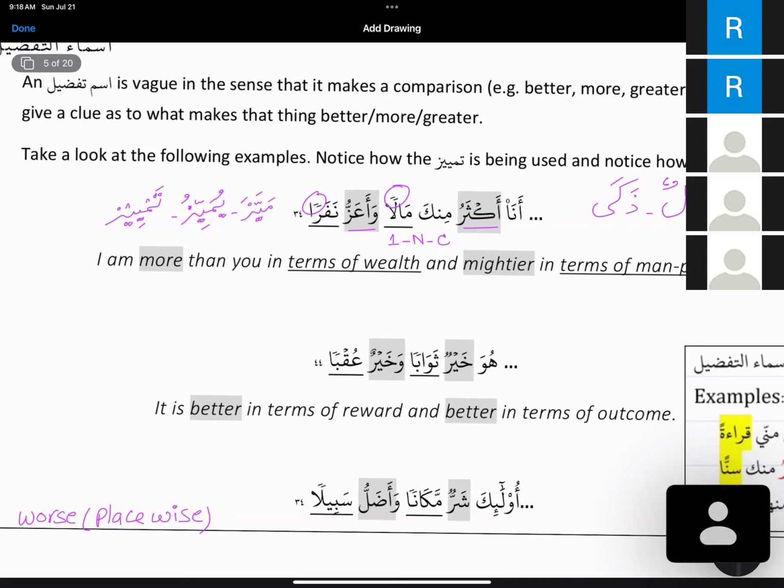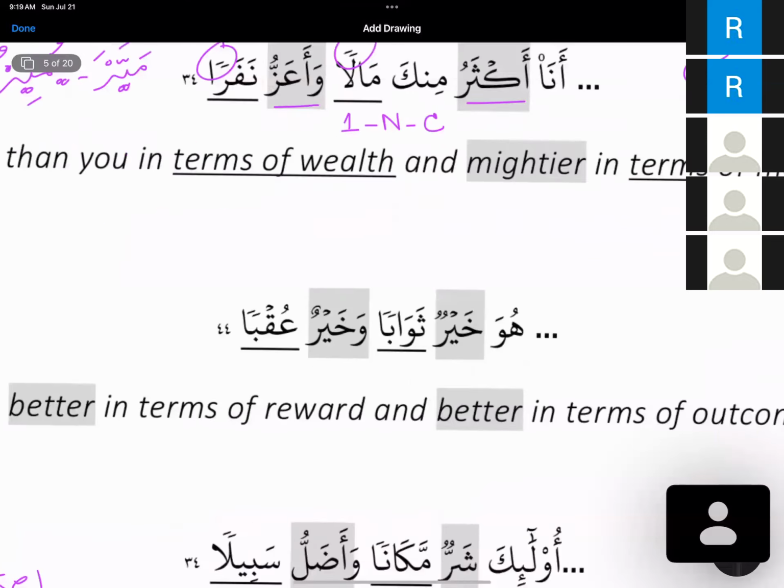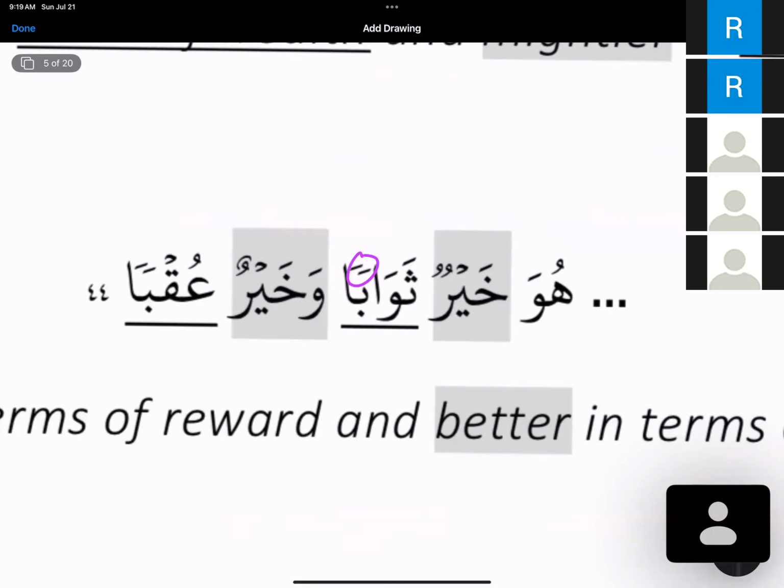We're going to see, we don't get a reward for doing goodness in this world right away, right? Our reward is in the hereafter. So it is better in terms of rewards. So this is referring to the hereafter and thawaban. So we see it is singular, it is common, it is nasab, and it is coming after ismu tafdil. So this thawaban is tamyiz.